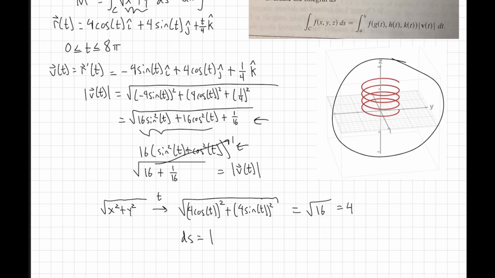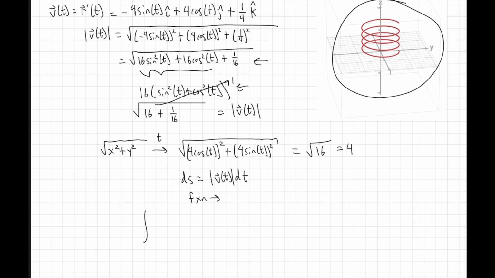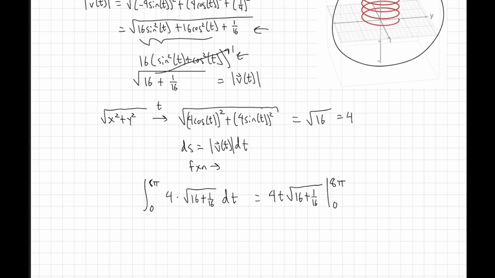ds is equal to the magnitude of v of t dt, and our function is now in terms of t. So we have the integral over t, which we said ranges from 0 all the way up to 8 pi, of 4 times the square root of 16 plus 1 over 16 dt. And if we evaluate this, we have 4t times root 16 plus 1 over 16, evaluated for t from 0 up to 8 pi. Plugging in 8 pi for t, we have 32 pi root 16 plus 1 over 16.